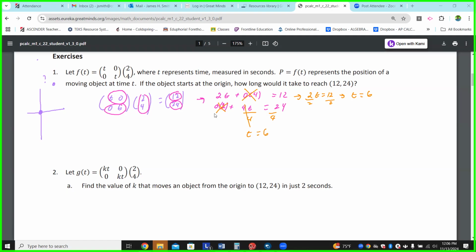Go ahead and ask the question. Oh, I got you. So if you start at 2, 4, what do you have to multiply to get to 12, 24? You just multiply by 6. Yes, right now that works when it's just a dilation. Right now it's just a straight shot.